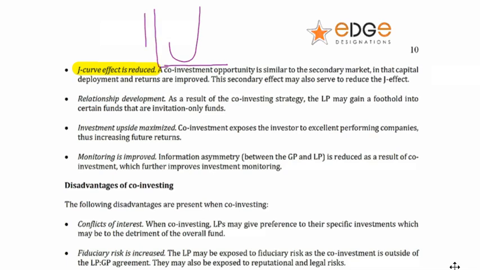That profits tend to drop when? In the early stages. But if you get in a little bit later, you might be getting in when the profits are likely to rise. You've got a relationship development. As a result of co-investing, the limited partner may gain a foothold into certain funds that he wasn't able to get into previously. Investment upside is maximized and monitoring is improved, because remember, now the limited partner has got a greater insight into what is being done. Information asymmetry therefore would be reduced.